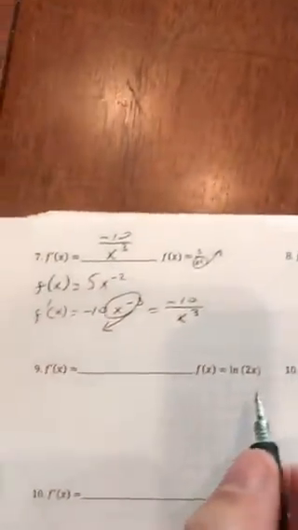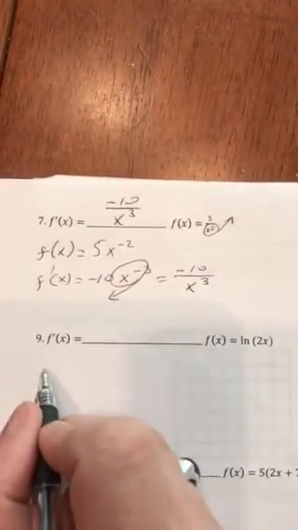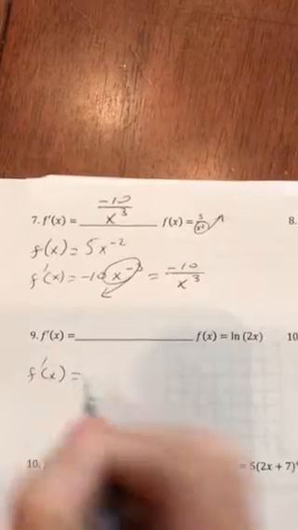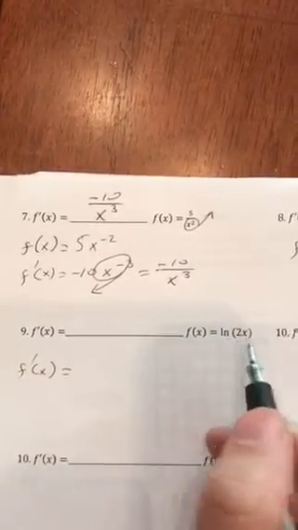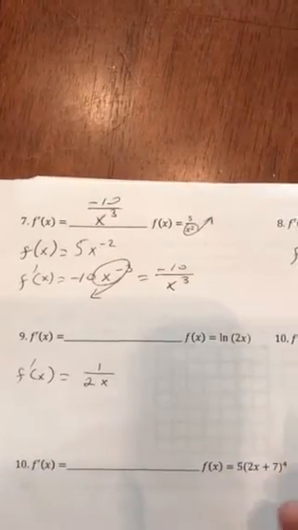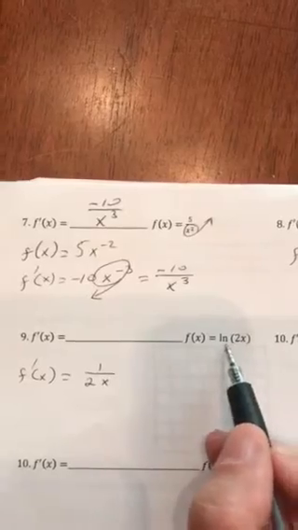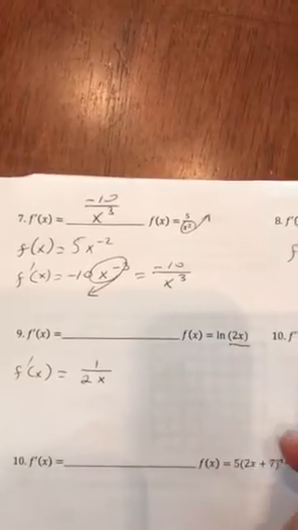All right, the next one's another rule again. The derivative of a natural log is, so the derivative of the natural log of anything is 1 over anything. This was the first place the chain rule came into effect, folks, because this was not just the natural log of x. It was the natural log of 2x.